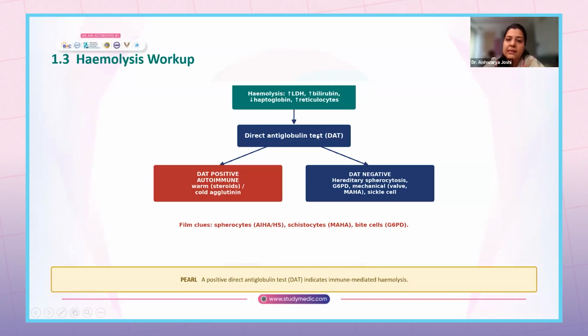Direct antibody testing is done in case of hemolysis. If it is positive, with warm antibodies, we treat with steroid. If it is a cold agglutinin reaction, then we treat it differently. And negative, we have already discussed. Now, a positive Coombs test or a direct antiglobulin test indicates immune-mediated hemolysis. You need to remember this.